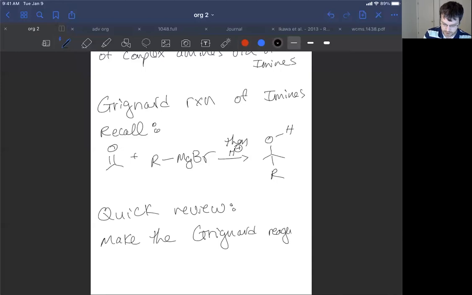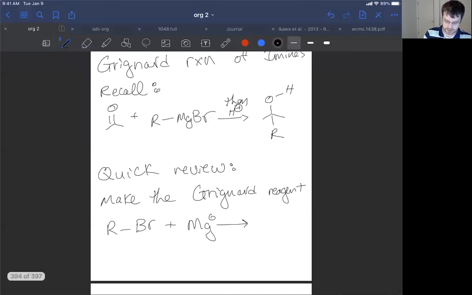The Grignard reagent is unique in that it has the atom magnesium in it, but it's not made from difficult things. That is, we're typically taking a haloalkane, some R attached to bromine, for example. We're going to mix that with magnesium in the zero oxidation state, and the magnesium is going to slide between the carbon and the bromine bond.